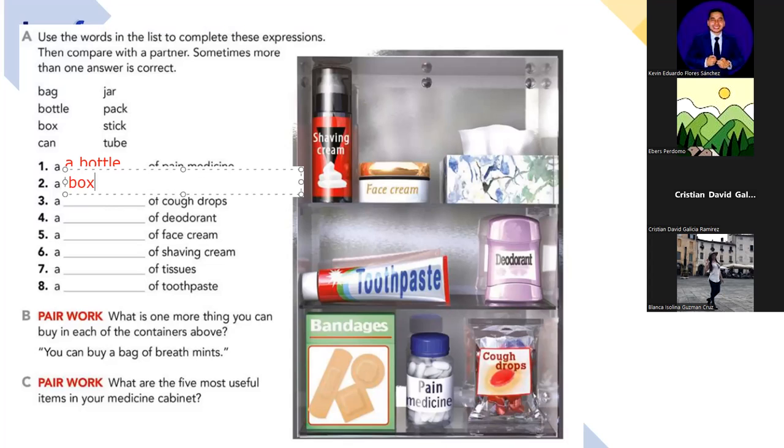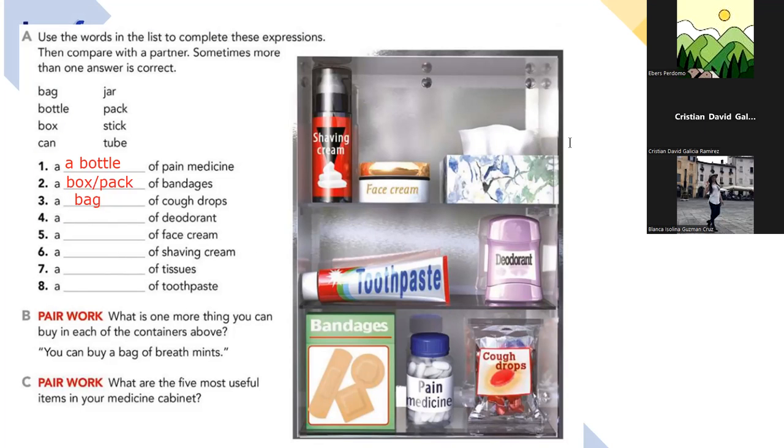Or sometimes we call them, what else? Exactly. A pack, right. So we can say a box or a pack. Oh, I wrote double A here. Okay, what about number three, cough drops? Exactly, right. A bag. So we can say a bag of cough drops. Very good.